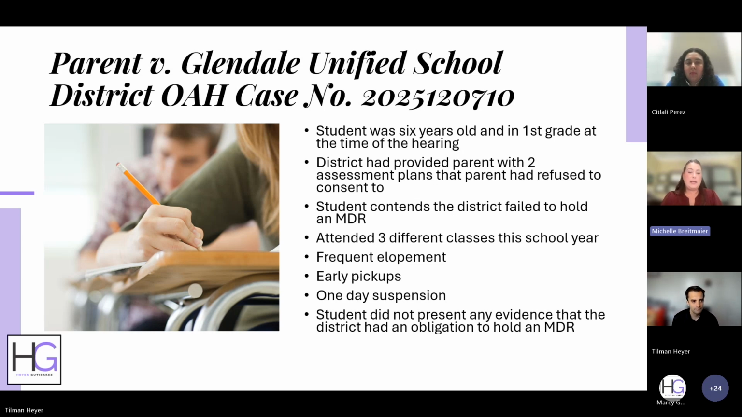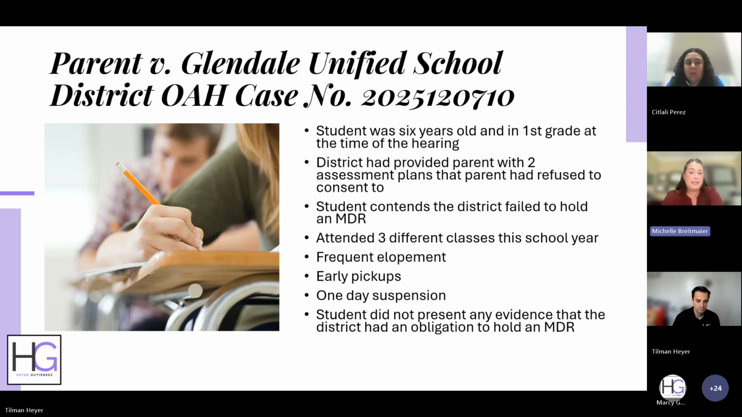So since it was an expedited hearing, the hearing had to take place within 20 school days. So there's a really quick turnaround on these kind of cases. The facts involve this school year. So all the allegations come from this school year. The student is 6 years old and he's currently in the first grade. He does not qualify currently for special education. The district has provided parent with 2 assessment plans this school year, but parent refused consent.